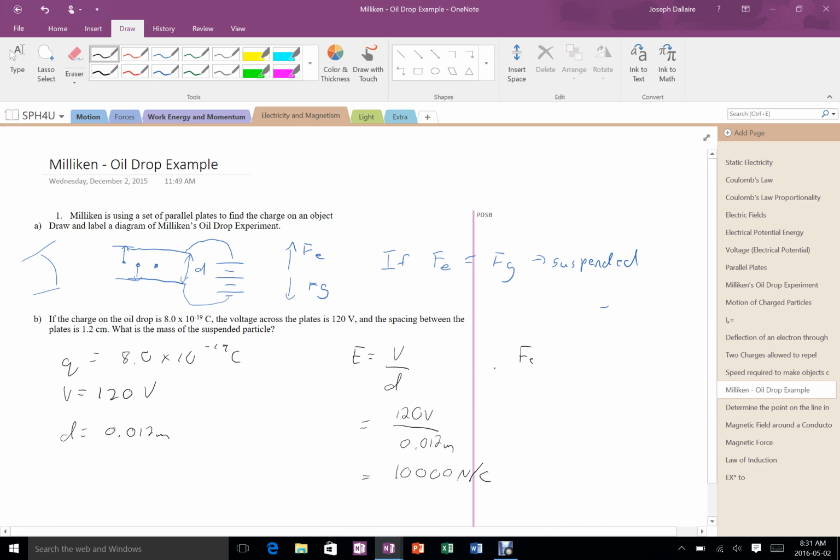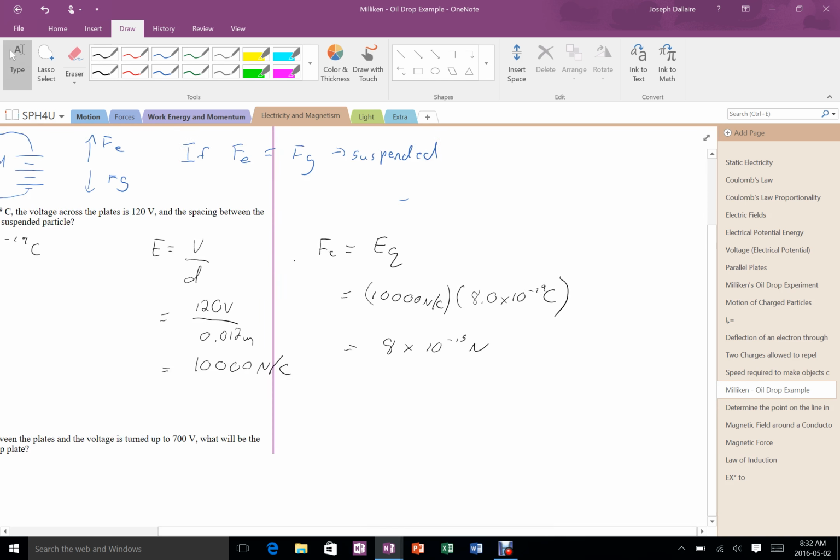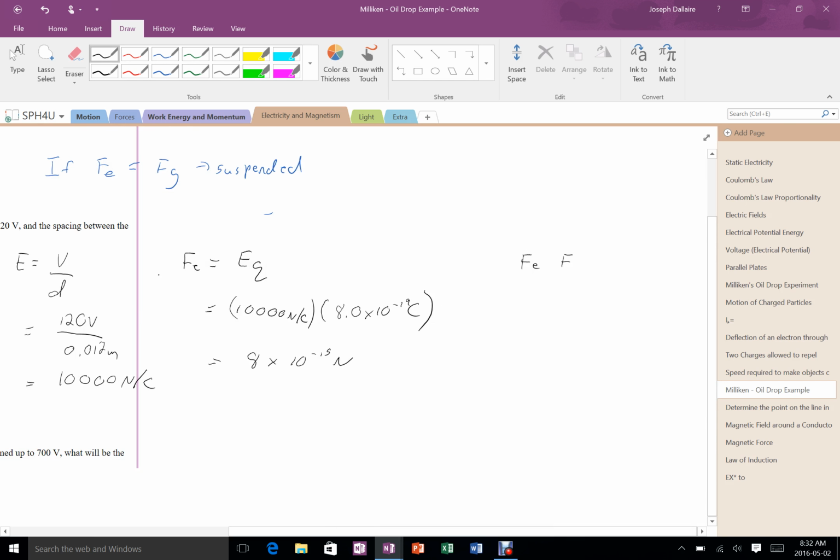And with that and the charge, we can come up with the electric force that's acting on this particle. And we get 8 times 10 to the negative 15 newtons. And then finally, since we know if this particle was suspended that the force of electric must be equal to the force of gravity, then that must be equal to the mass of the particle times 9.8 newtons per kilogram. So we get that this particle must have had a mass of 8.16 times 10 to the negative 16 kilograms.